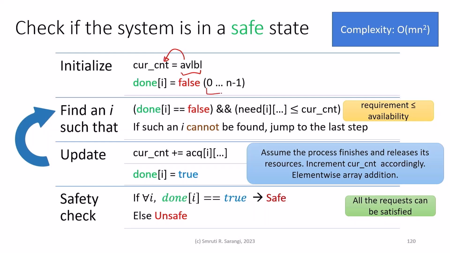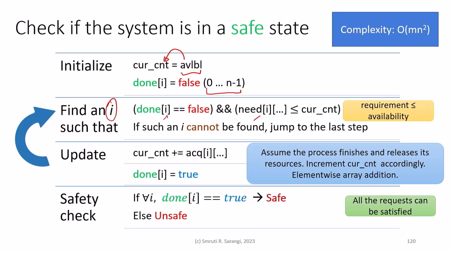And for every single process, there are n processes, I say I'm not done. So done is false. Then I run a for loop. I try to find a process i, such that done[i] is false. I'm not done with it, right?